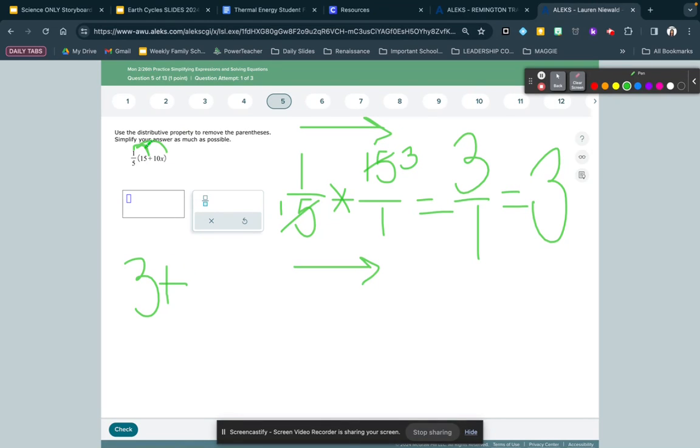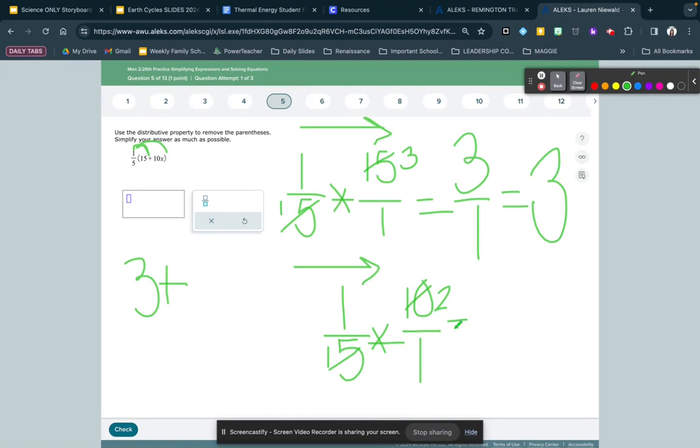And then the second part says 1/5 times 10. So let's try that. 1/5 times 10. So again, any whole number you have, you got to plop it over 1, right? And I'm going to cross simplify again because I know 5 can go into 5 and into 10. 5 will go into 5 once. 5 will go into 10 twice.